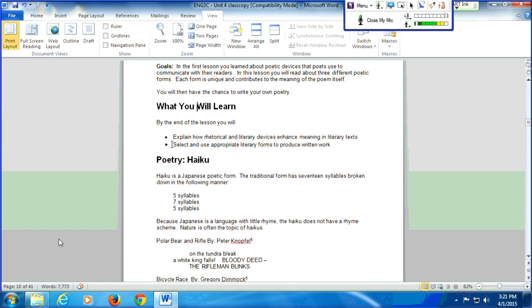The traditional form has 17 syllables broken into the following manner. There's 5 syllables in the first line, 7 in the second line, and then 5 in the third line. Because the Japanese language has little rhythm or rhyme, the haiku does not have a rhyme scheme. The most common topic is nature. Traditional ones are written about nature.